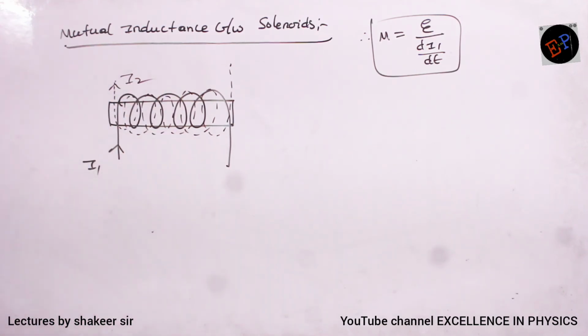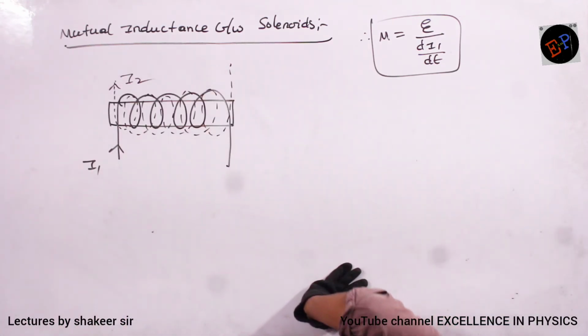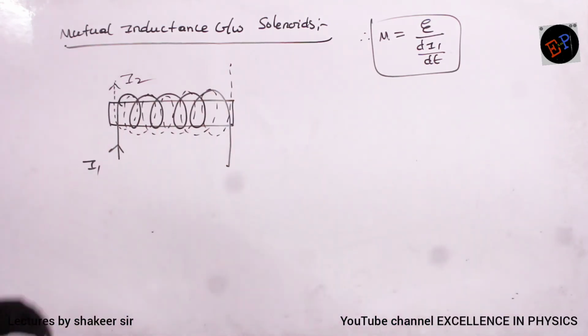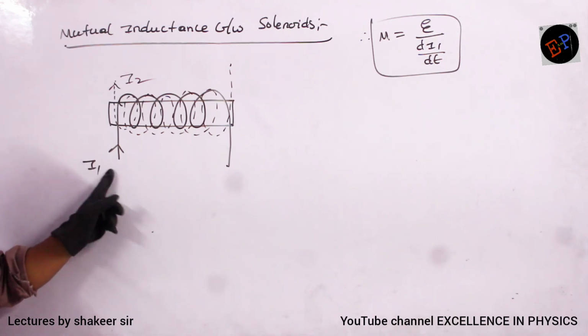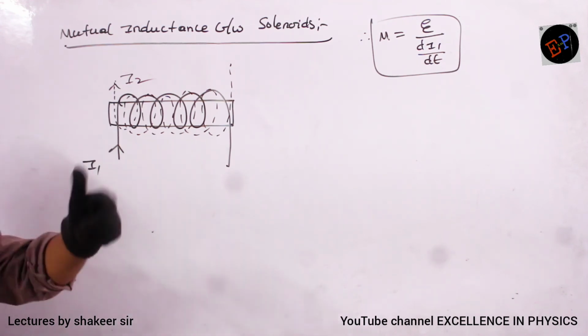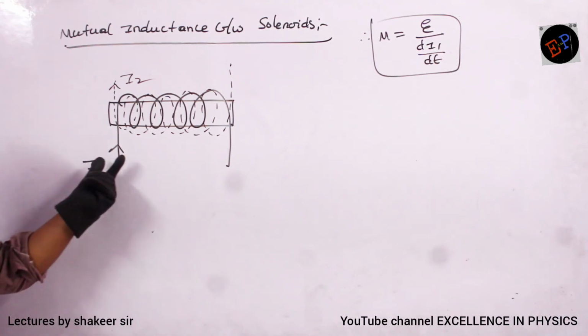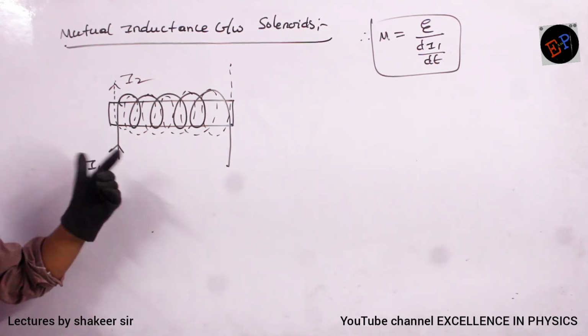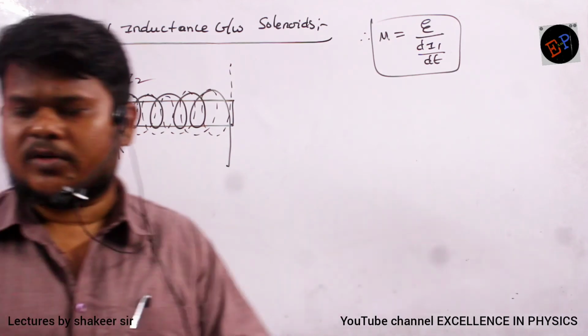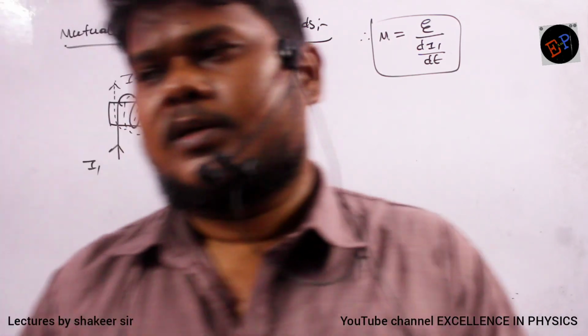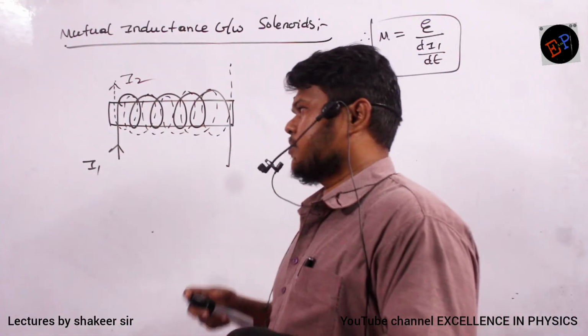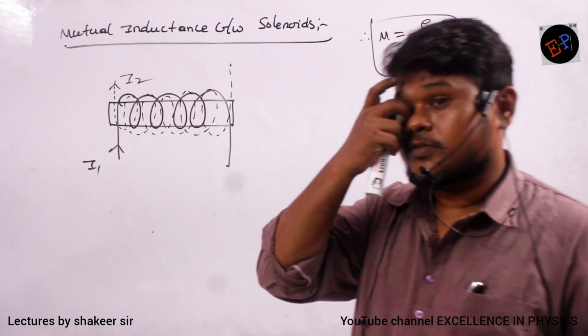So if current varies in one solenoid, then EMF will be induced in the second solenoid. If current in one solenoid varies, the flux linking with the second solenoid also will vary. If flux linking changes, definitely EMF will be produced in the second solenoid.